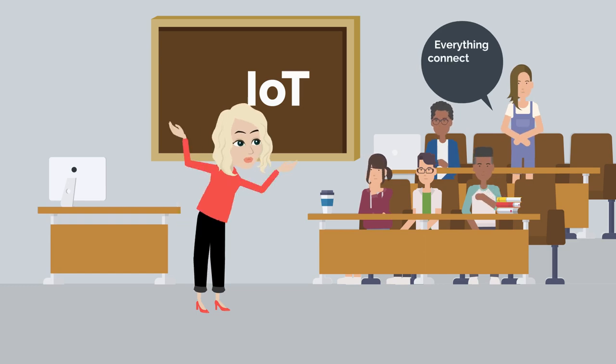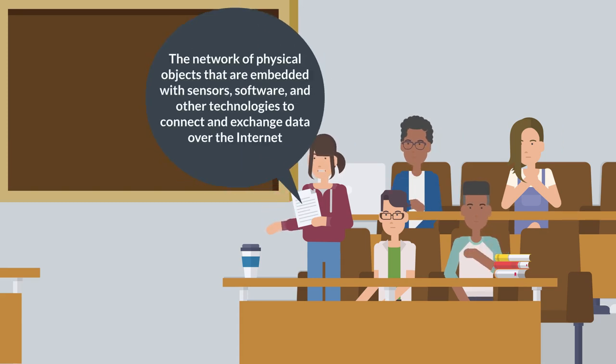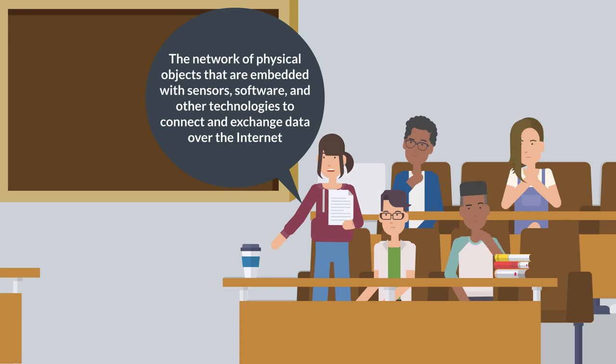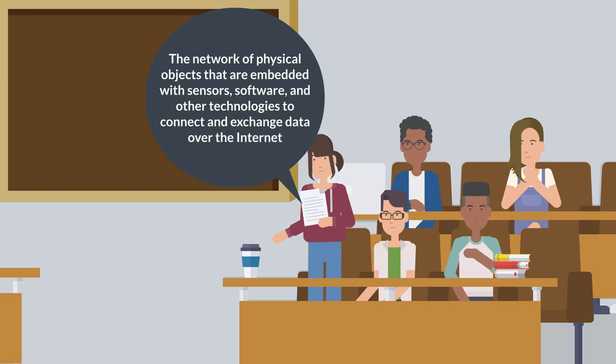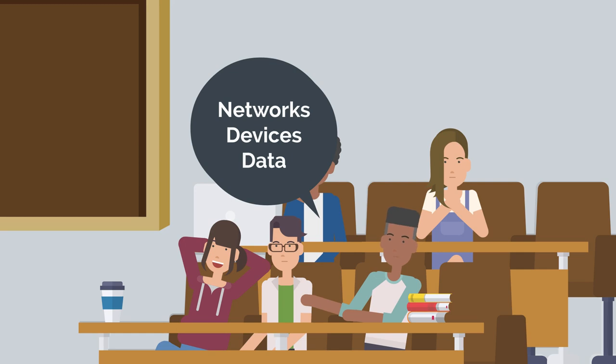In the broadest sense, the term IoT encompasses everything connected to the Internet. More precisely, it describes the network of physical objects that are embedded with sensors, software, and other technologies for the purpose of connecting and exchanging data with other devices and systems over the Internet. It's about networks, it's about devices, and it's about data.